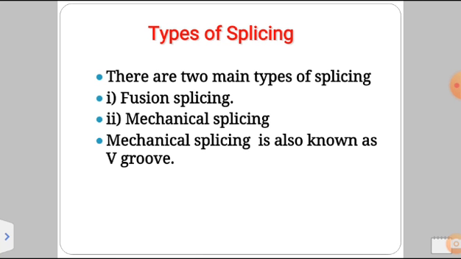The second one is mechanical splicing. Mechanical splicing may not be as good. It is not a permanent one; it is a temporary splice. And mechanical splicing is also known as V-groove.